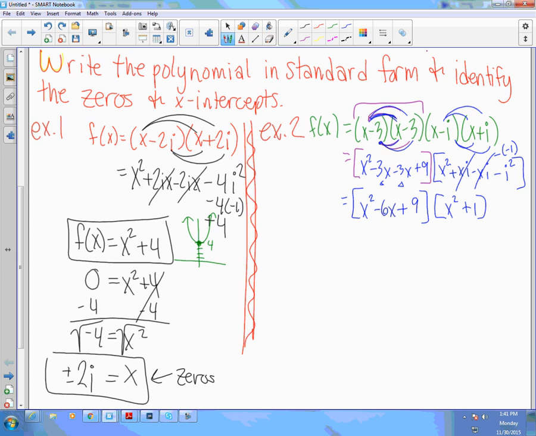Okay, and that's going to be good job. We have the final answer in standard form with all of those combined and simplified.